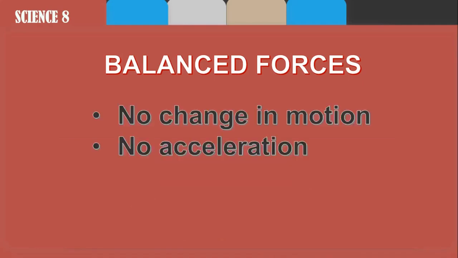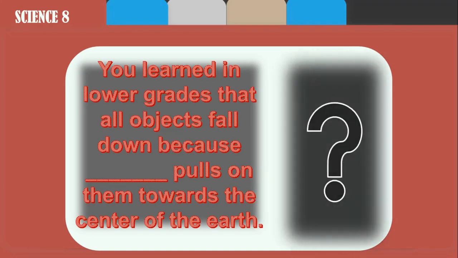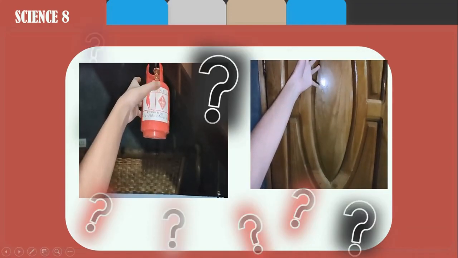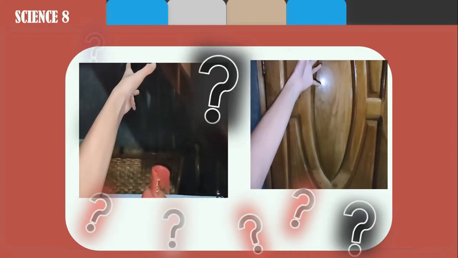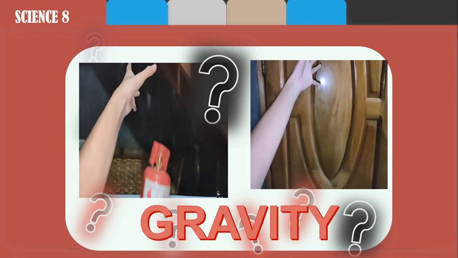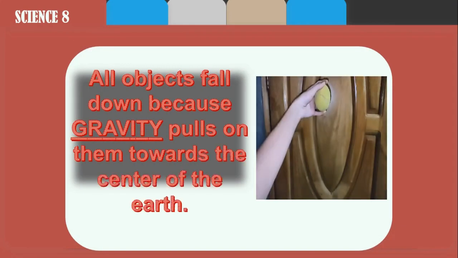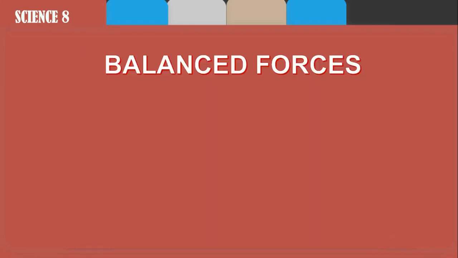You learned in lower grades that all objects fall down because blank pulls on them towards the center of the earth. What pulls them towards the center of the earth? The answer is gravity. So nga nung ma-fall ang isa ka butang tungod sa gravity. Dili kay gugma-gugma lang, gravity.